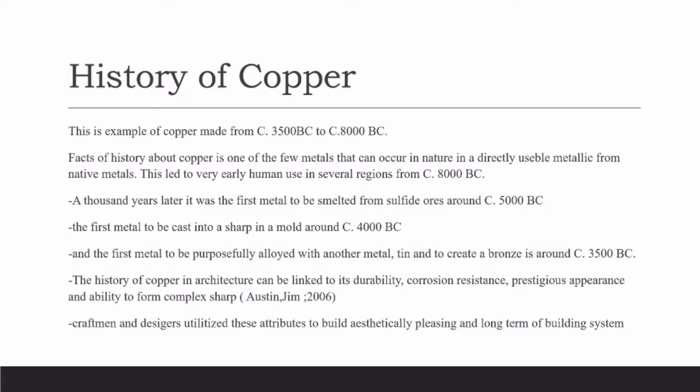The history of copper in architecture can be linked to its durability, corrosion resistance, prestigious appearance, and ability to form complex shapes. It was started by Austin and Jim in 2006. Craftsmen and designers utilize these attributes to build aesthetically pleasing and long-lasting building systems.